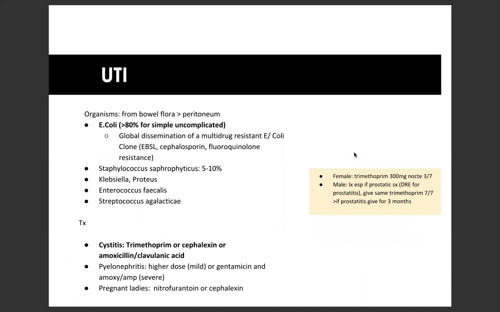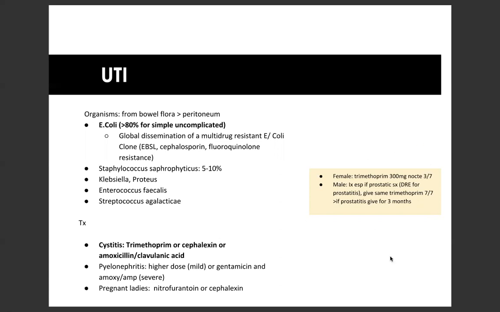The next topic is UTI. As we know, the most common organism is E. coli. That's over 80%, but there are also other bugs that can be implicated. And the treatment, first line for just a simple UTI or cystitis, is trimethoprim or cefalexin or Augmentin Duofort. But if it's pyelonephritis, so if it's ascended from the bladder to the kidneys, you need IV antibiotics, so gentamicin and amoxicillin. And for pregnant ladies, you need to avoid trimethoprim because it's a folate antagonist. So then options would be nitrofurantoin or cefalexin.